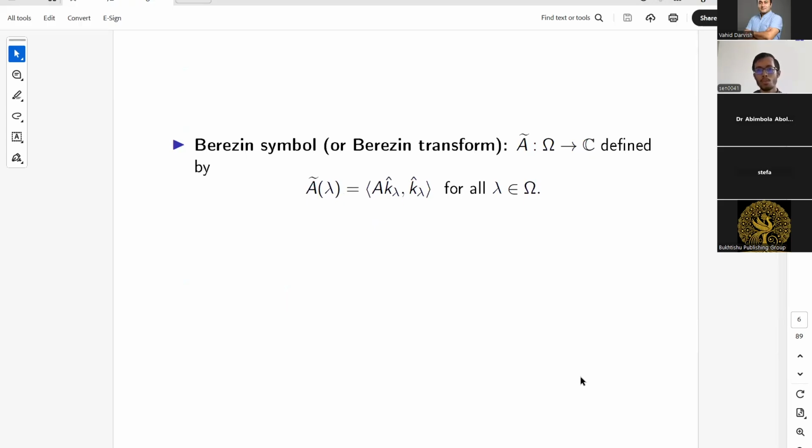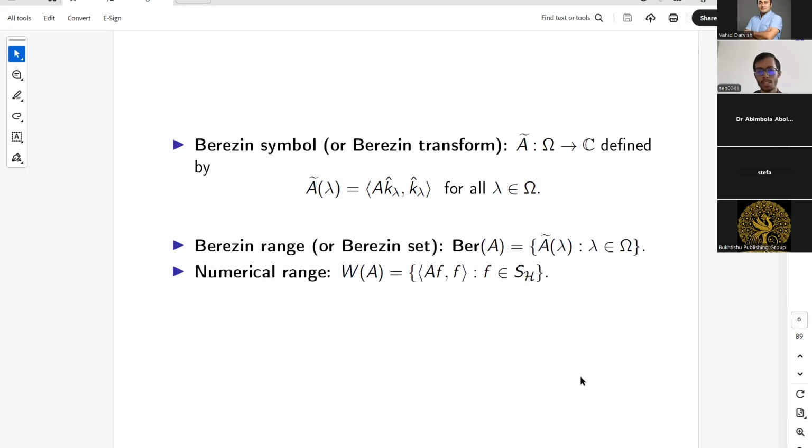The Berezin transform, or the Berezin symbol, of any bounded linear operator A is a function A tilde from omega to C, which is defined by A tilde of lambda equal to the inner product of A k_lambda cap and k_lambda cap, for all lambda belonging to omega. This Berezin symbol is very useful in operator theory and complex analysis. The Berezin range is defined as the range of the Berezin transform, that is, the Berezin range of an operator A is the set of A tilde of lambda where lambda belongs to omega. And the numerical range of any operator A is the collection of all complex numbers of the form inner product of A f and f, where f belongs to the unit sphere of the Hilbert space.